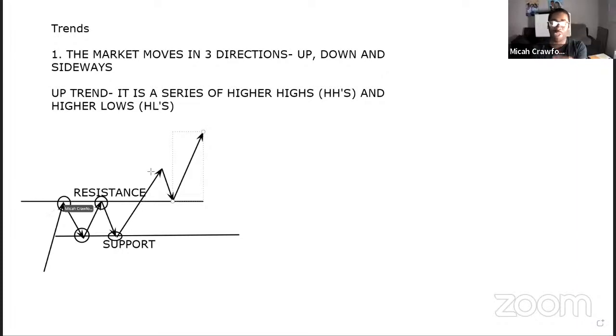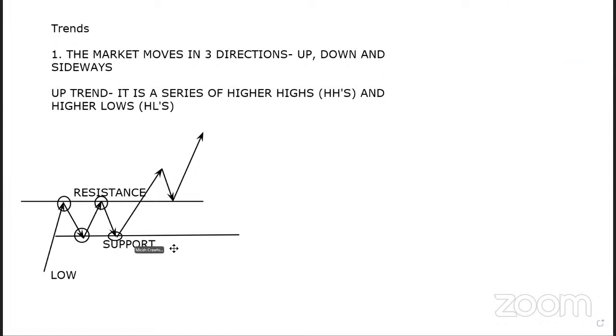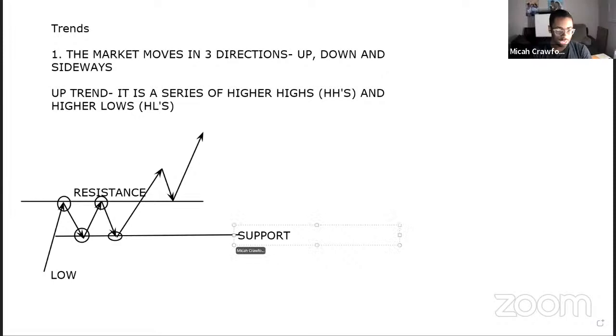So very good. We see a series of higher highs and higher lows. So now all we have to do is label what we see. So this is our starting point. This is our low. I'm going to take away support and resistance now, and I'm just going to drag this over here. Okay, so our starting point was our low.